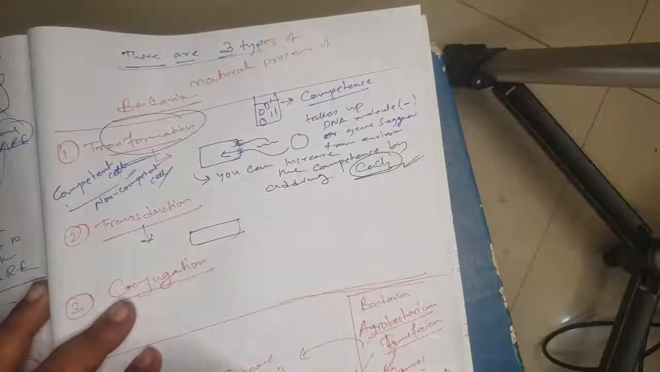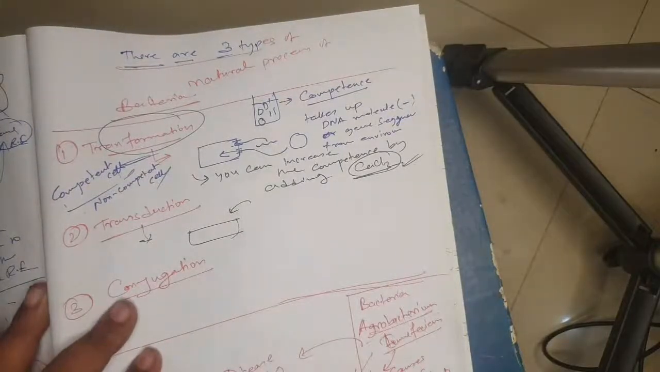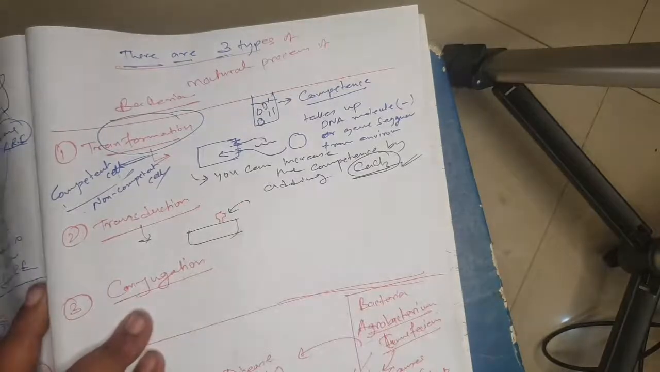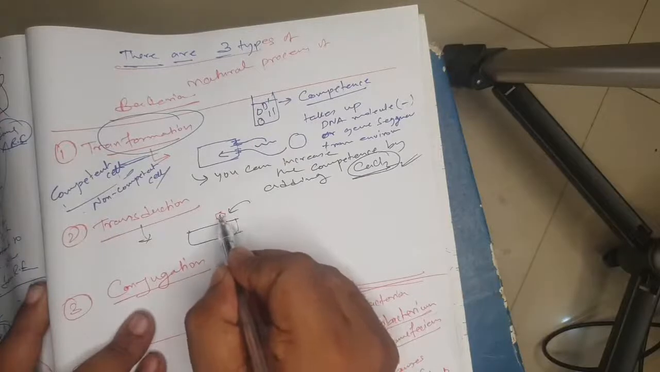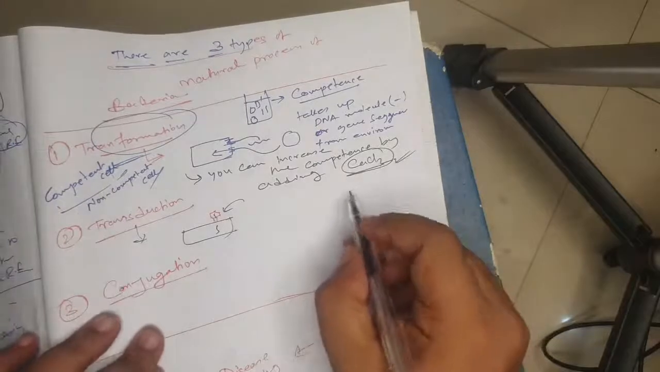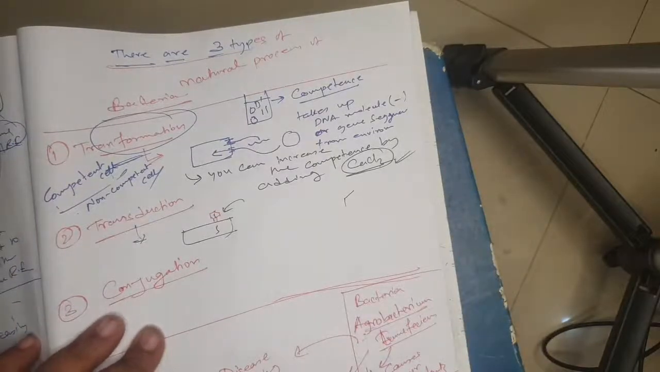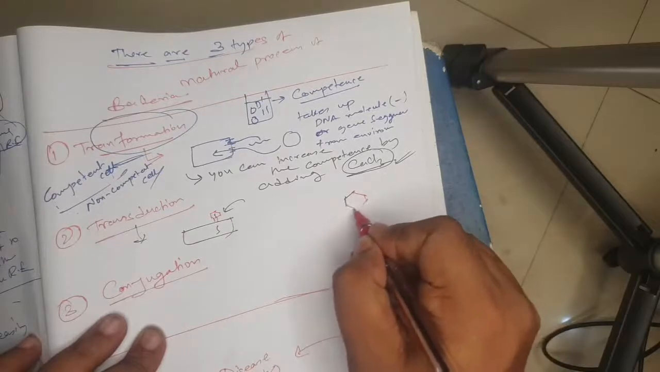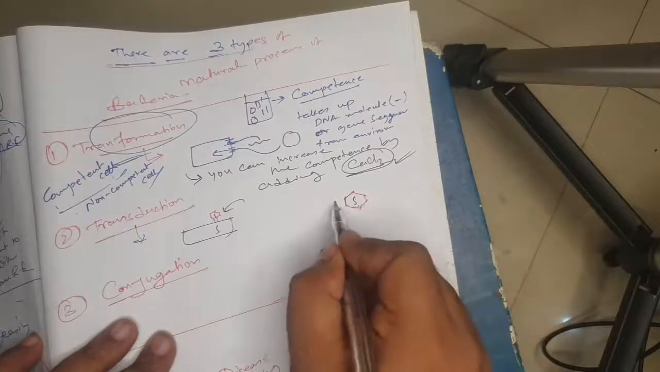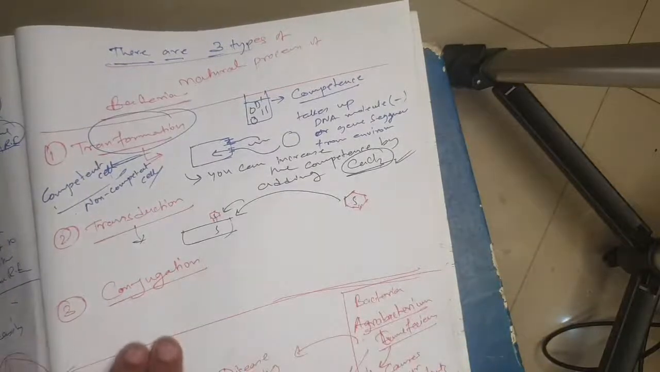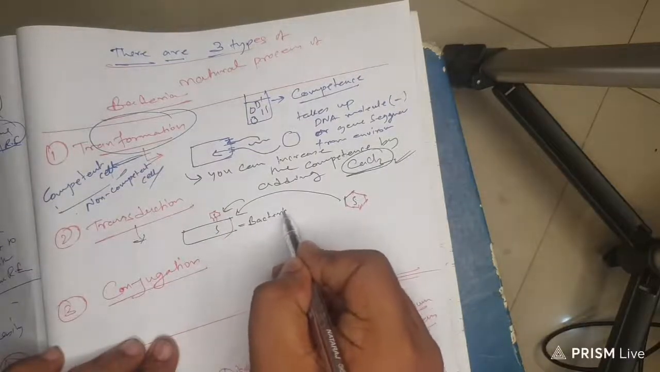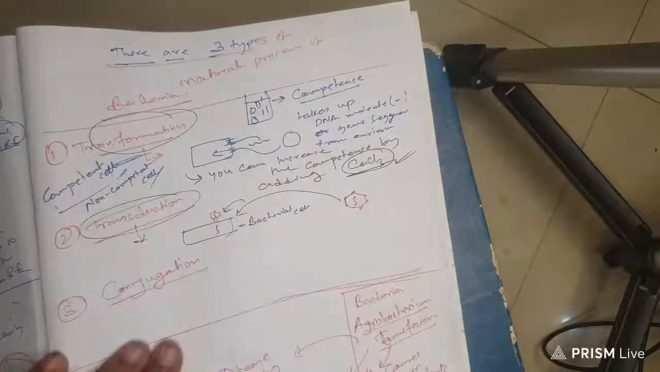Transduction is, suppose a bacterial cell is there and a bacteriophage, a bacterial virus, comes and injects its genetic material inside the bacterial cell. Or what you can do is load a phage with your desired DNA and allow the bacteriophage to infect the bacterial cell. This process is known as transduction.